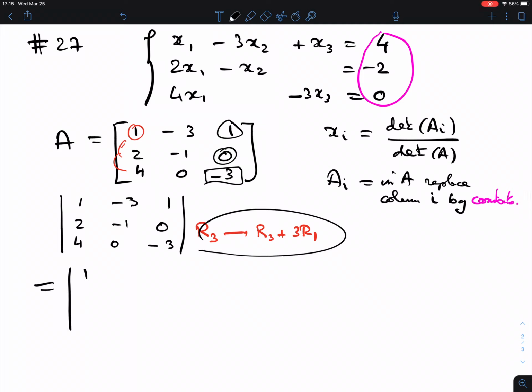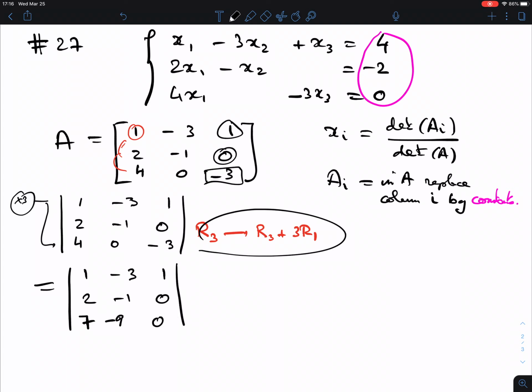I can write 1, negative 3, 1, 2, negative 1, 0, nothing happens. So what I'm doing, I multiply this with 3 and add it to there. Okay, so minus 3 plus 4, that would be a 1, 9 plus 0 is 9, minus 3, yeah, sorry. No, I said it wrong, right? So be careful. I have to multiply this with 3 and add. Sorry. So this is times 3, that's a 7 here. That is negative 9, and this would be 0.